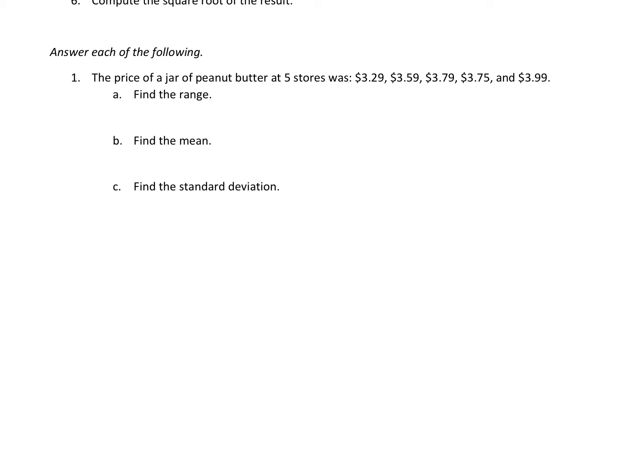So in our example, we have 5 prices of peanut butter from different stores. They're listed here. We want to find the range, find the mean, and then find the standard deviation. So the range is simply largest minus smallest. The smallest value is $3.29 and the largest is $3.99. So to find the range, you're going to do $3.99 minus $3.29, and you will see you get 70 cents.